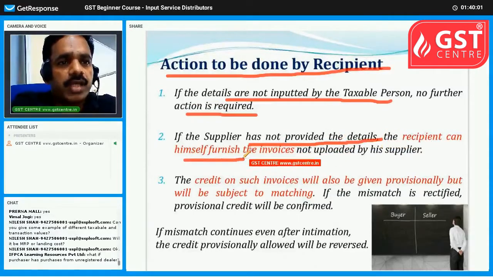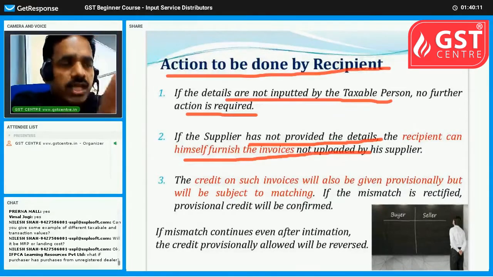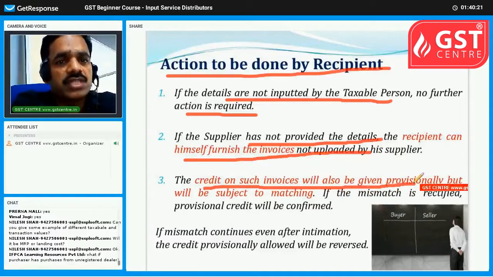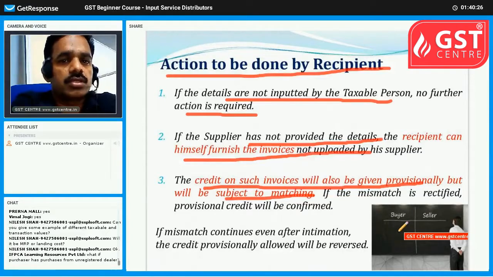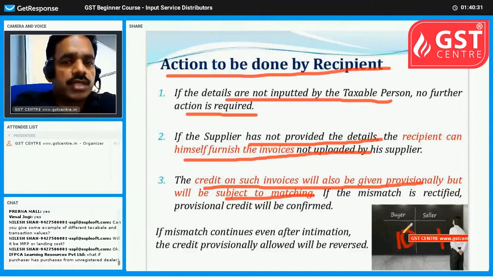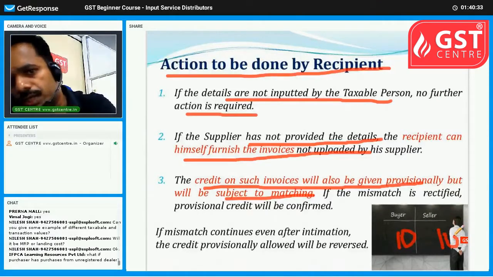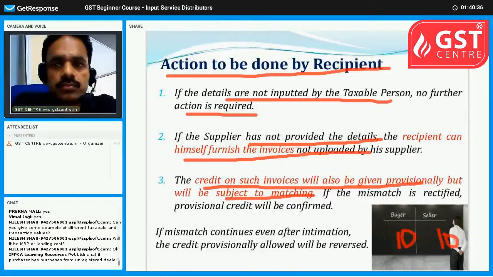If the supplier has not provided the details, the recipient can himself furnish the invoices not uploaded by his supplier. That is what I told while checking the GSTR2 return. If any invoice is missing, the purchaser, Kishore in Delhi, can input the missing invoices. And credit on such invoices will also be given provisionally but will be subject to matching. So both buyer and seller, both sides should be matching. If there are 10 invoices, it should be 10 invoices here also.